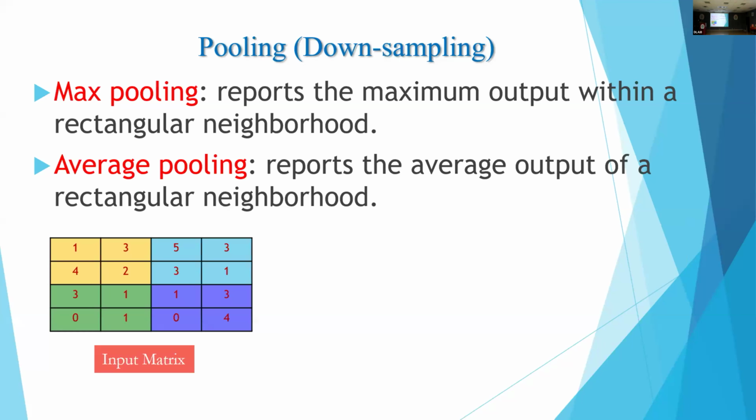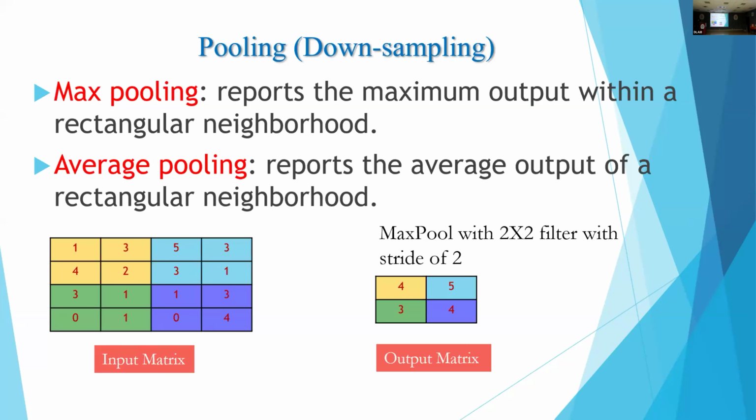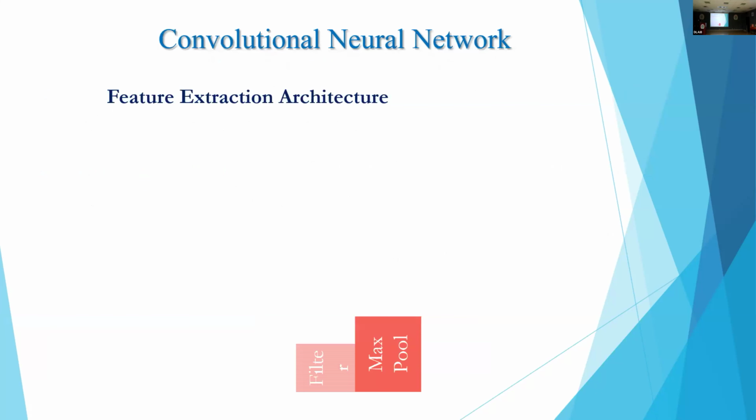There are mainly two kinds of pooling, max pooling and average pooling. In case of max pooling, we report the maximum. Over here, the maximum is 4, so I will have 4 over here. In this region, we have the maximum 5. Here 3, here 4. So if I use max pooling, I will get this matrix. If I do average pooling, I will get another. So likewise, this is the whole scenario.